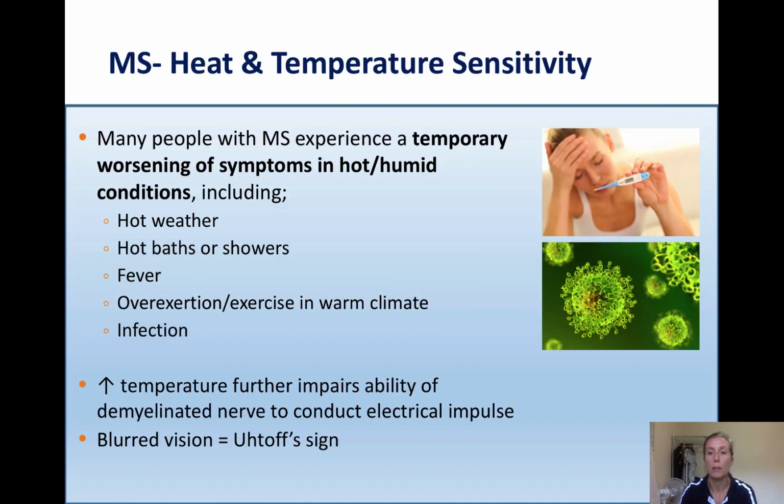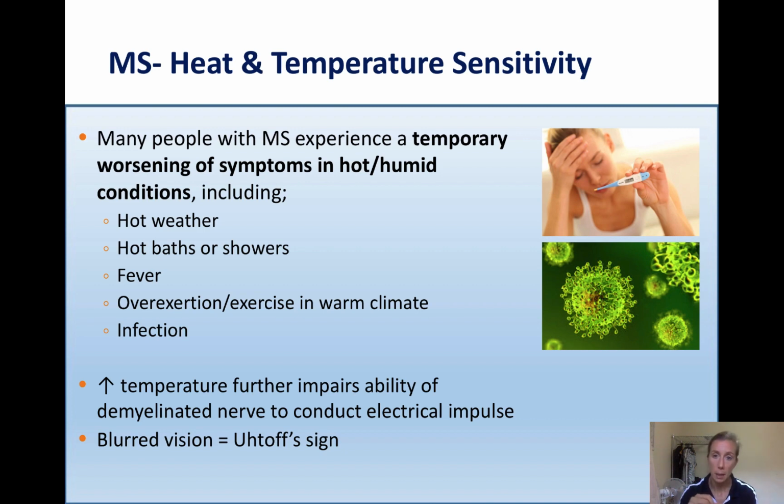Now, another thing to be aware of is that in MS individuals, there is heat and temperature sensitivity. So another really important consideration. Many people with MS experience a temporary worsening of symptoms when they're exposed to hot and humid conditions. This includes, obviously, hot weather, but also hot baths, showers, if they're experiencing any kind of fever or infection, and also overexertion or exercise in a warm climate. So we know body temperature is going to rise in exercise regardless, but when you're doing that in a hot environment, or a warm environment even, that's something you definitely need to avoid with your MS individuals.